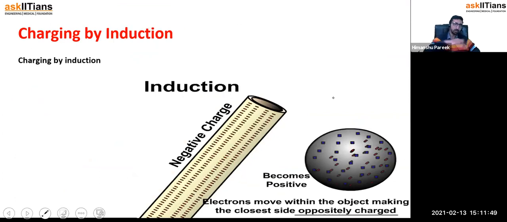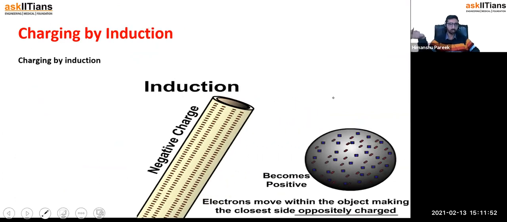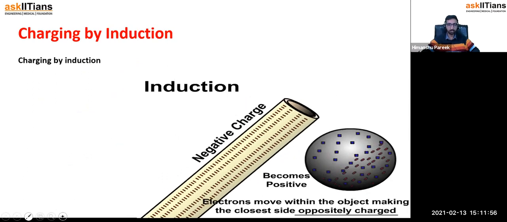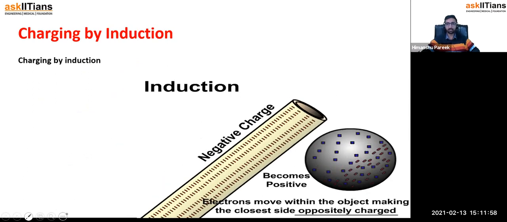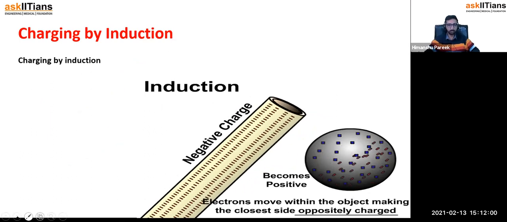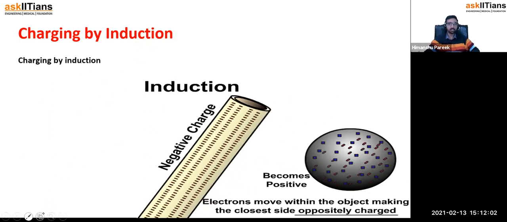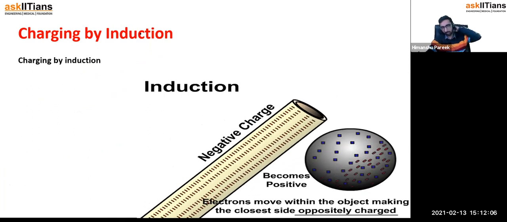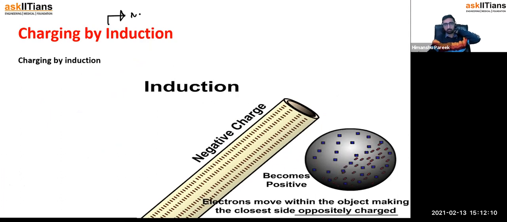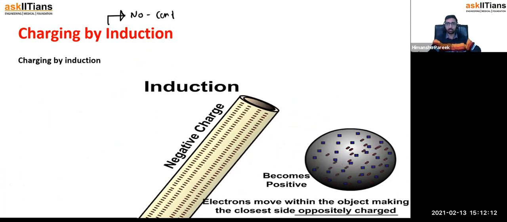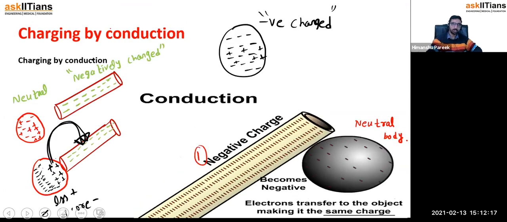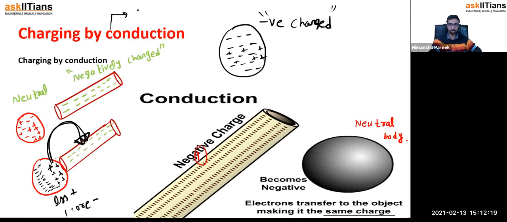Now, similarly, there is one more concept by which we can charge the bodies, which is called charging by induction. Now, what is charging by induction? So the basic difference between conduction and induction is, in the method of conduction, there was a contact. But in the case of induction, there will be no contact between the charged body and neutral body. No contact. And here this C stands for contact. That's how you can remember.